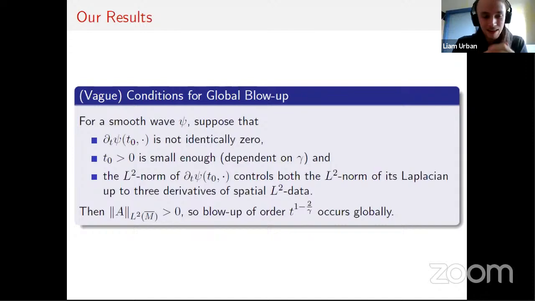The third condition basically already contains the first in a way, but this makes it slightly more specific: the L2 norm of our time derivative must, in some sufficient way, control both the L2 norm of its own Laplacian and up to 3 derivatives of spatial L2 data. So even slightly more generally, we have to control up to 3 derivatives in both space and time in an L2 sense, with the first time derivative in an L2 sense. If all of these 3 things are satisfied, then we can prove that the L2 norm of our leading coefficient over space doesn't vanish, well, it's strictly positive, and thus, by continuity or just in general, we have that globally we have some kind of blowup of strictly this leading order 1 minus 2 over gamma.